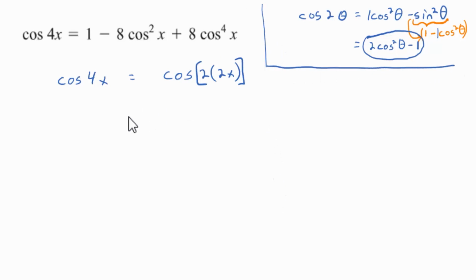Okay. All right, so what's acting like theta here in the statement of the identity? What's acting like theta? It's 2x. That's the thing you're doubling, right? So when you plug it in, here you've got to replace theta with 2x. Does everybody see that? Okay. So you get 2 cosine squared 2x, I'm going to put that in parentheses, minus 1. Everybody with me?